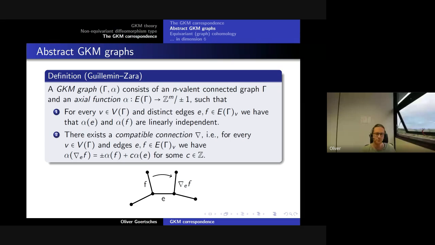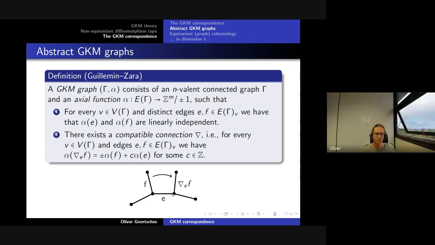This notion is motivated by Riemannian geometry, by parallel transport. So what do I do here? I fix a method to slide edges along other edges. In this picture, I start at this vertex. I have the edge E here, and I have the edge F here. Then I can slide this edge to another edge here, which has this congruence relation. The weight of my edge on the other side is supposed to be plus minus the weight here, plus some constant times the edge here.